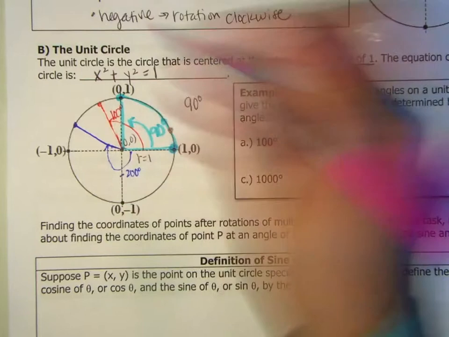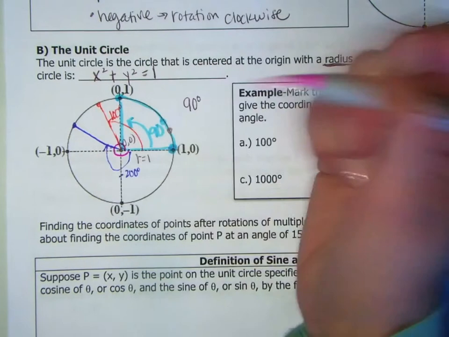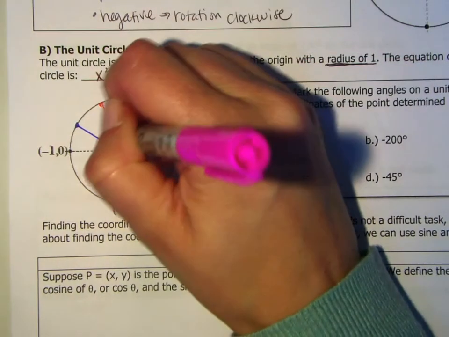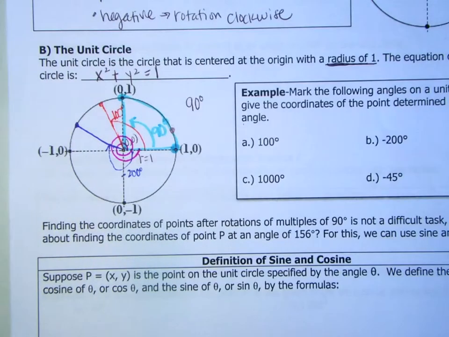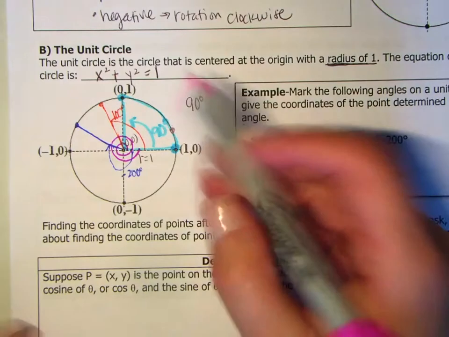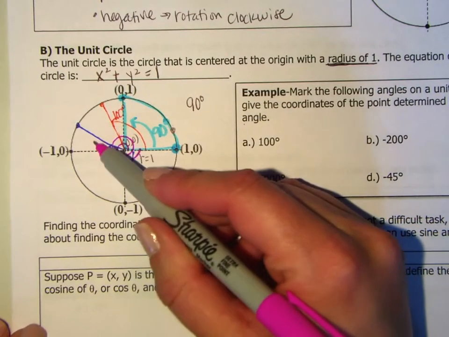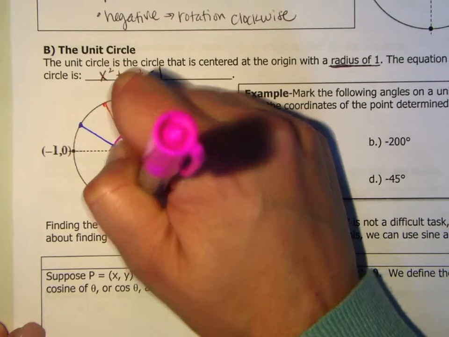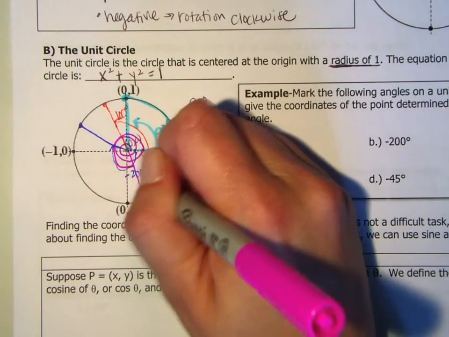So for 1,000 degrees, I'm going to rotate one full revolution, that's 360. I'm going to rotate one more time through. So out of 1,000 degrees, I've rotated 640 total. That leaves you with 280 degrees. So I'm rotating another 280 degrees. That ends up just a little bit past the 270 mark.